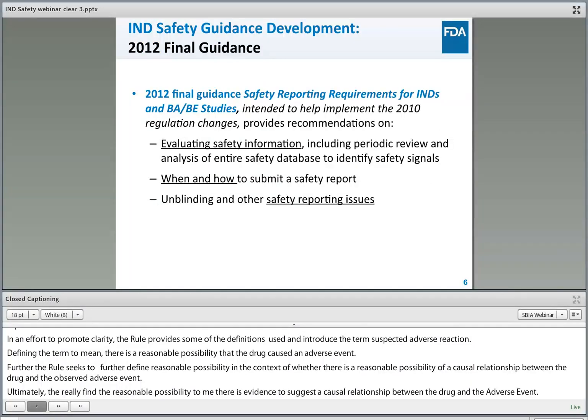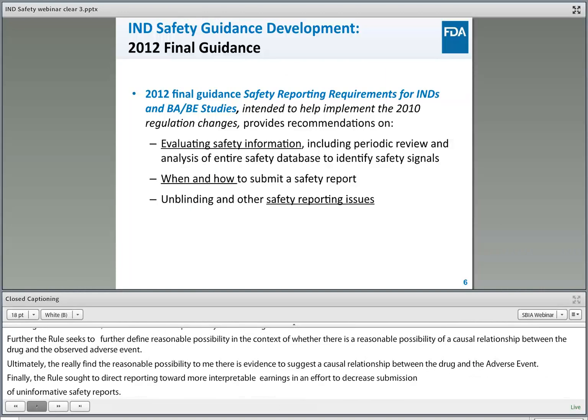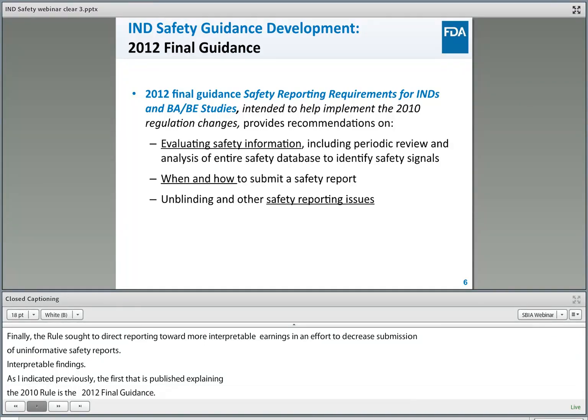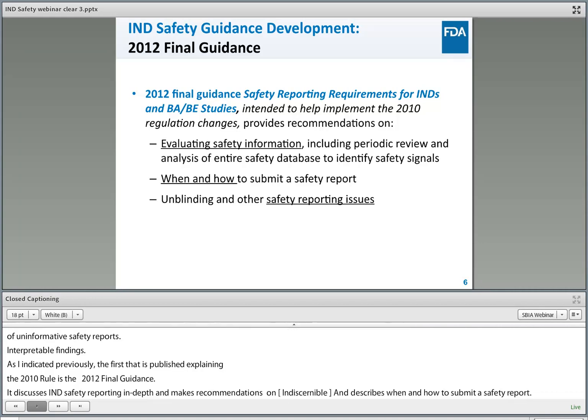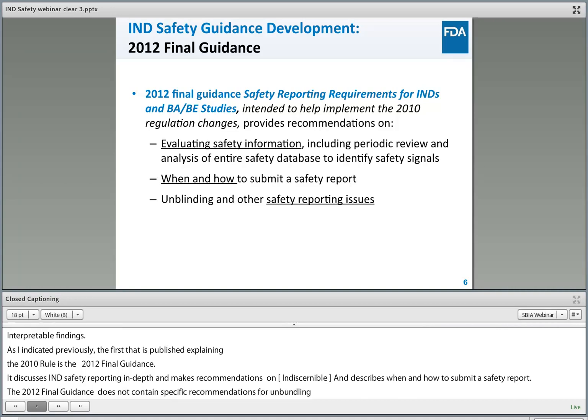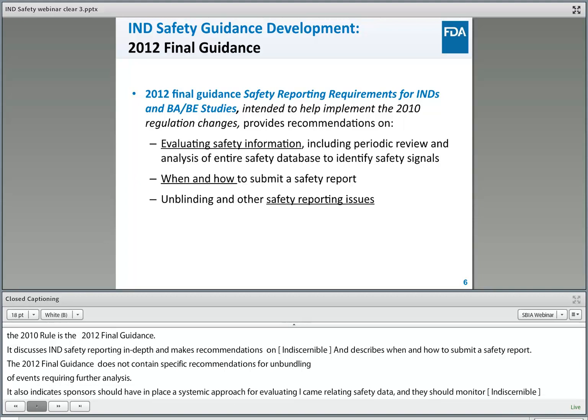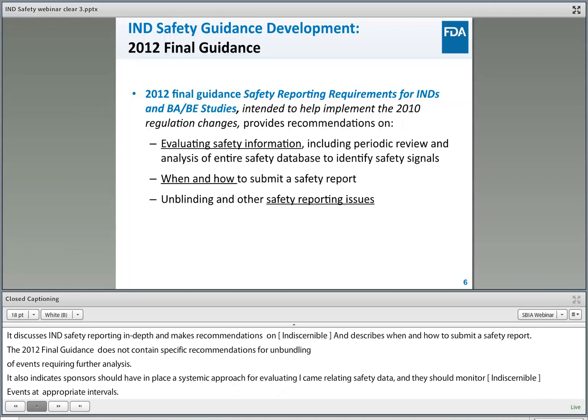As indicated previously, the first guidance published explaining the 2010 rule is the 2012 final guidance. It discusses IND safety reporting in depth and makes recommendations on unblinding and describes when and how to submit a safety report. The 2012 final guidance does not contain specific recommendations for unblinding of events requiring aggregate analysis. It also indicates that a sponsor should have in place a systemic approach for evaluating accumulating safety data and that they should monitor anticipated events at appropriate intervals. Although this 2012 guidance is currently the only final guidance related to IND safety reporting, you'll hear more in this webinar about how the new draft guidance incorporates the 2012 content while combining it with new recommendations and new content.